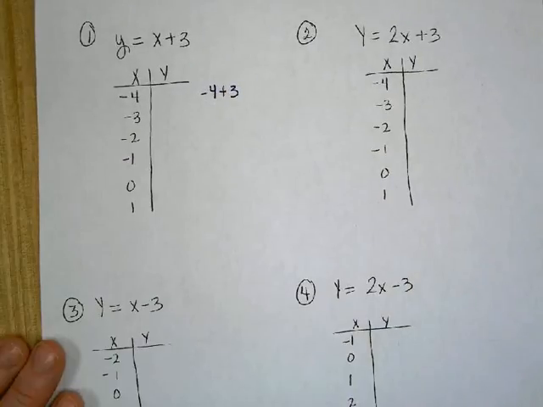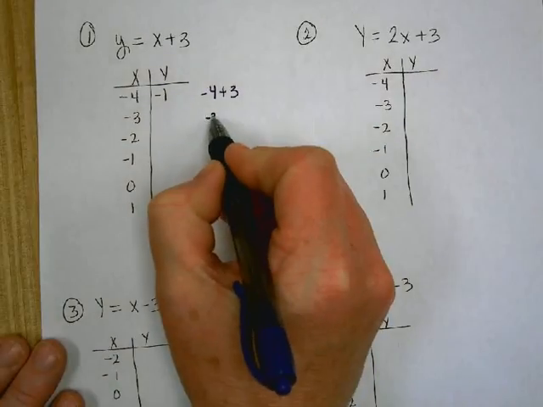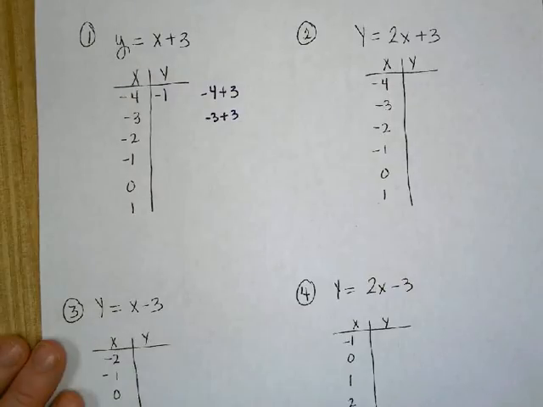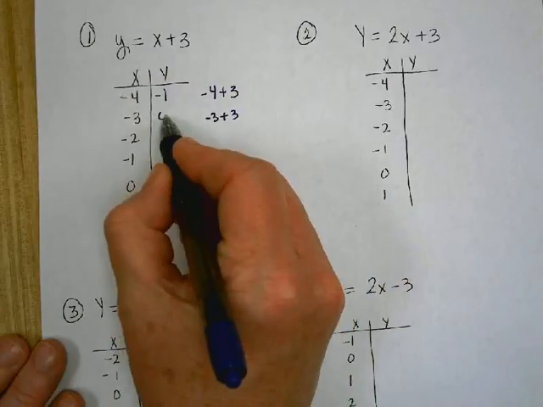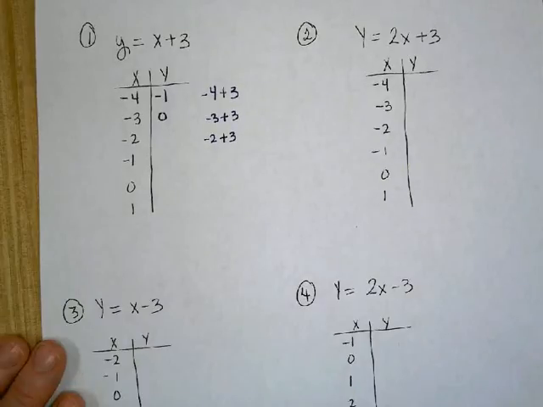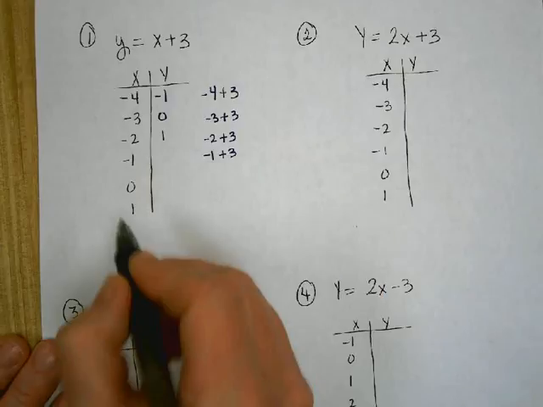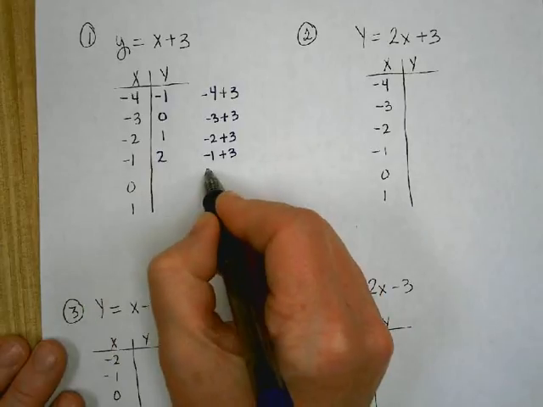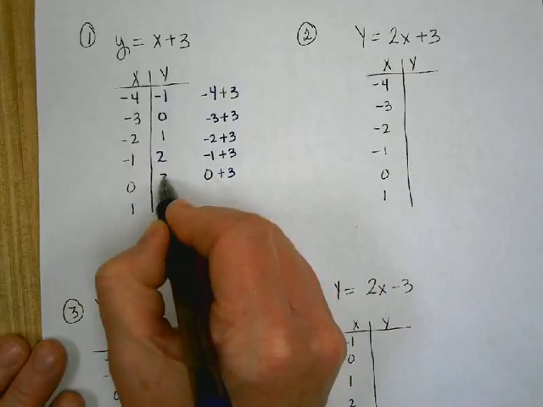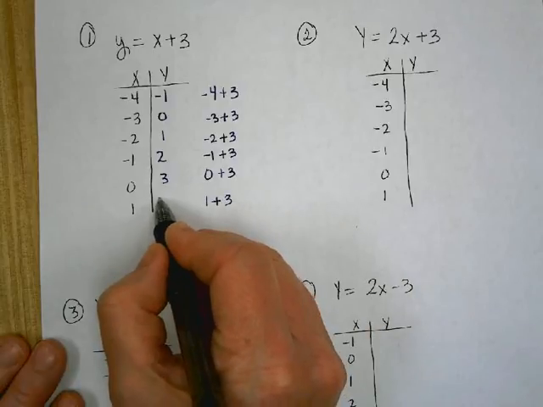Negative 4 plus 3 is negative 1. Then I'm going to use negative 3. What do I get for an answer there? 0. Then negative 2. Okay. Then negative 1. 0. And 1. 4. Okay. Have I got that one?